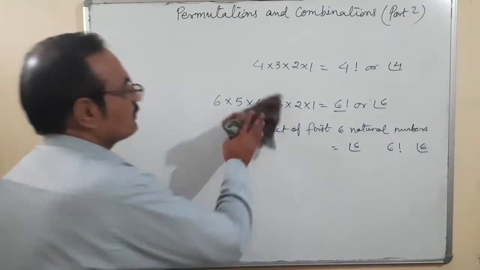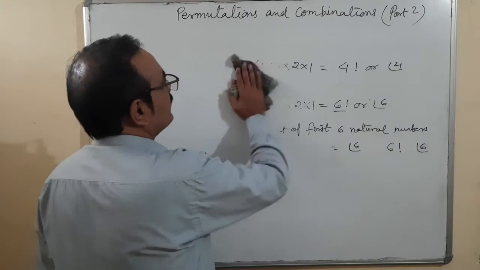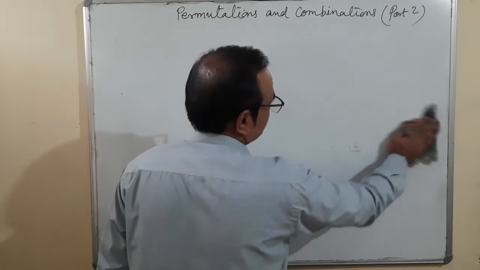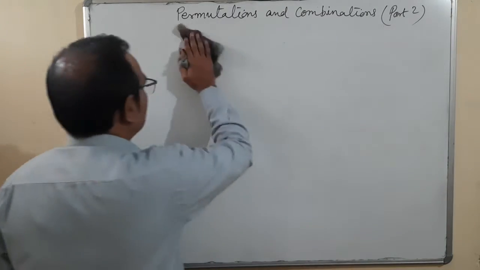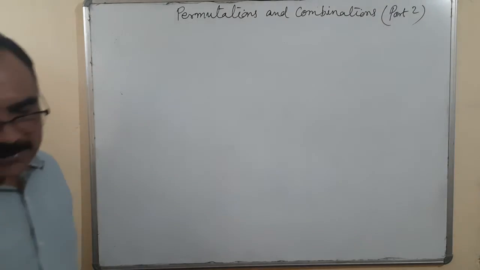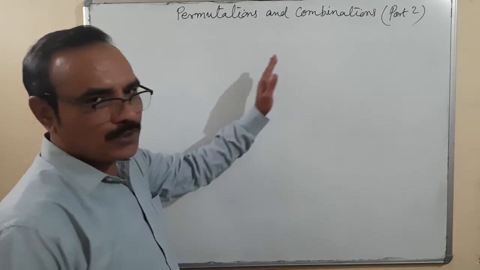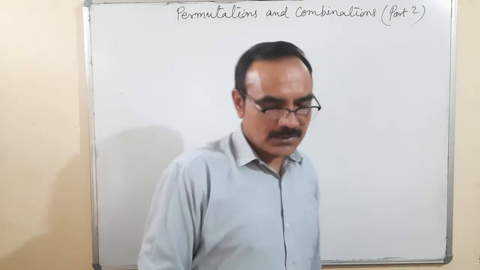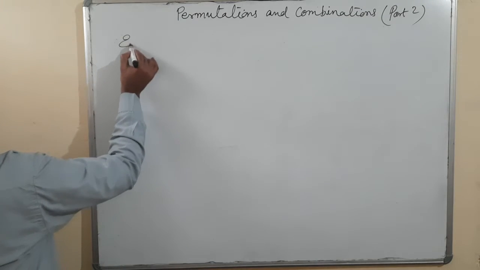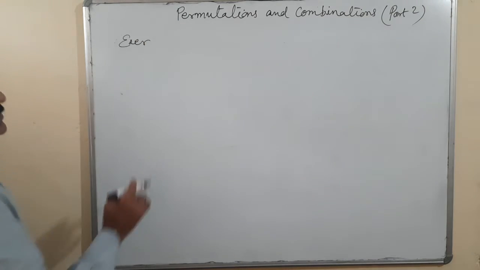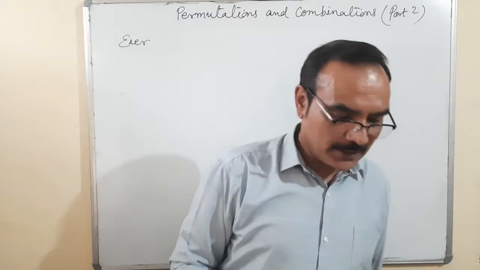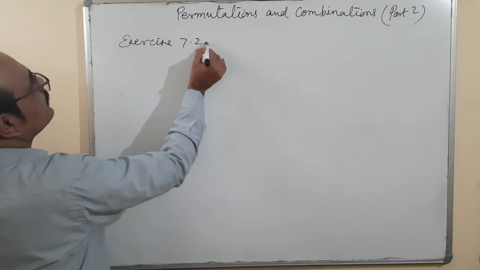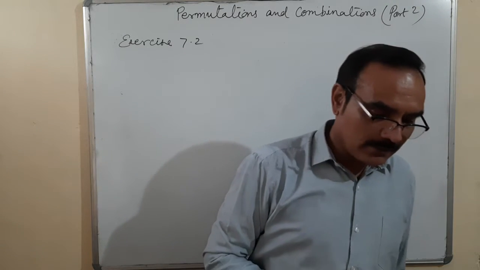So what is factorial? It's a product of first n natural numbers. Actually, this is the expression of the product of first n natural numbers. Because when we write 1 into 2 into 3 up to n, it takes a lot of time, and you are unable to represent it on the board or in the notebook. So that's why the factorial term is used, so that you can represent it symbolically. Exercise 7.2. Question number 1. Evaluate.